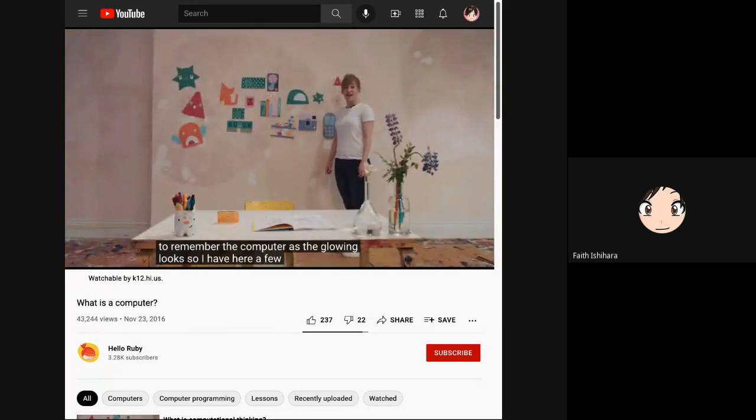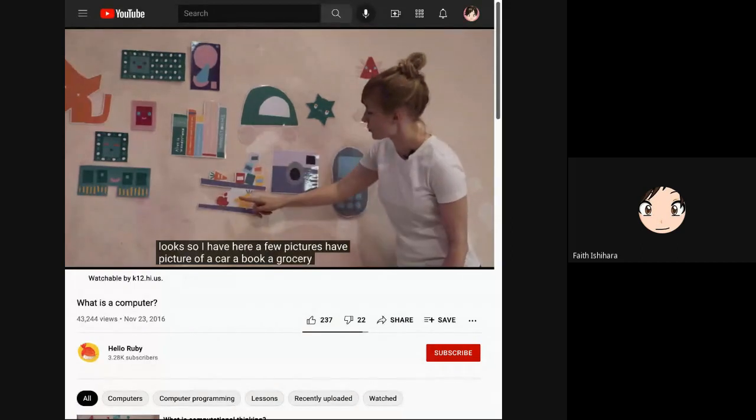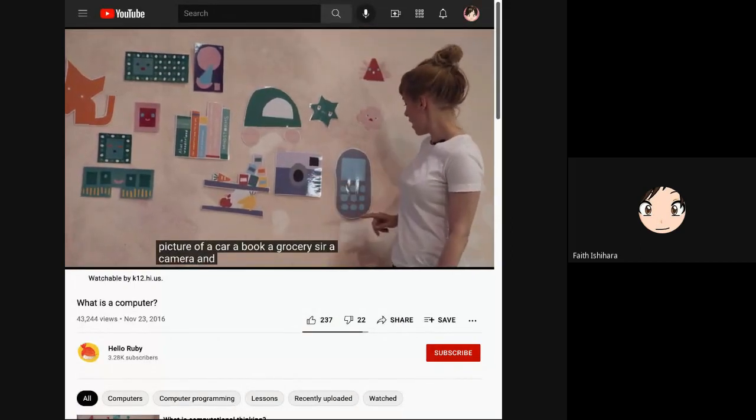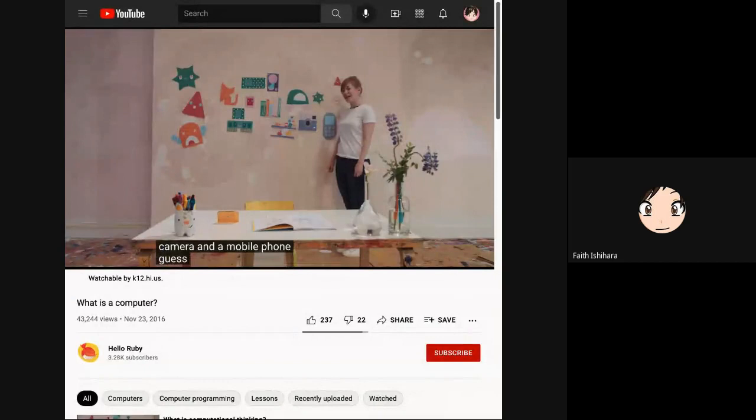So I have here a few pictures. I have a picture of a car, a book, a grocery store, a camera, and a mobile phone. Guess which one of these is a computer? Well, all of these are computers because, for example, a car has a navigation system, which is a computer. And a grocery store has all sorts of computers inside of it. They have burglar alarms and cashier machines, and even the ice cream box that keeps the ice cream cold is a computer.